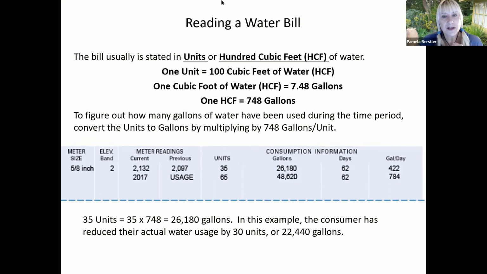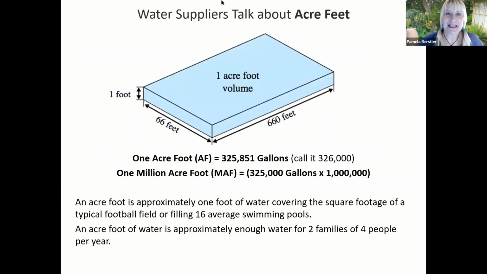So we're going to have at least a couple of questions that are, hey, your water usage is 10 units or 10 HCFs. How much water did you actually use? And you will know that you'll take the 748 gallons per HCF and multiply it by the HCFs used. So if it's 10, it's 7,480 gallons of water. That kind of thing. Pretty simple.